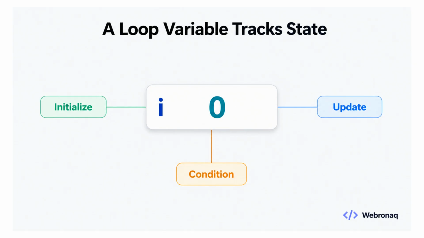In most loops, you will see this variable called i, but the name is just a convention. What matters is the 3 jobs it does. It gets initialized to a known starting point. It gets updated on every cycle. And it gets tested in a condition that controls whether the loop continues. Those 3 roles, initialize, update, condition, are the whole story. Next, let us watch all 3 happen live inside a real loop.